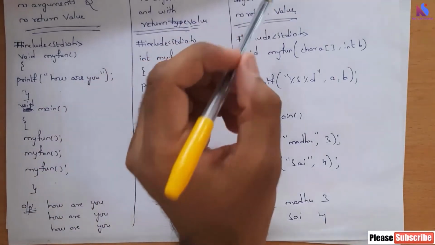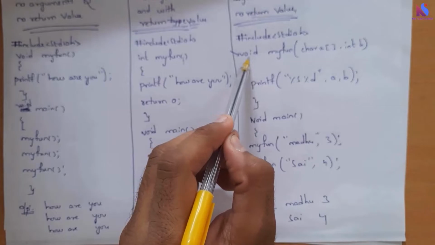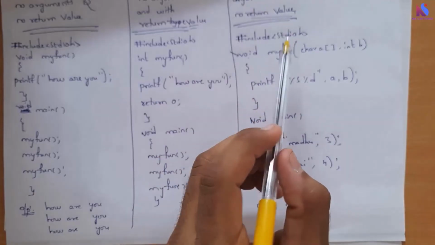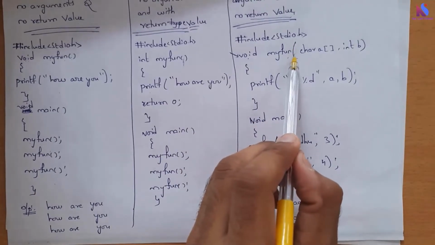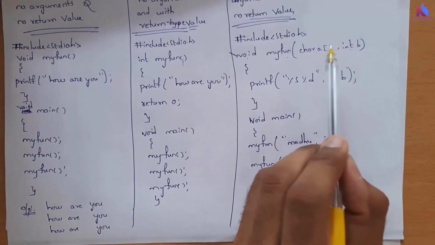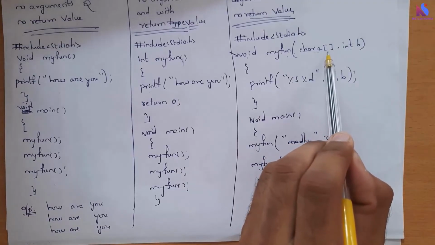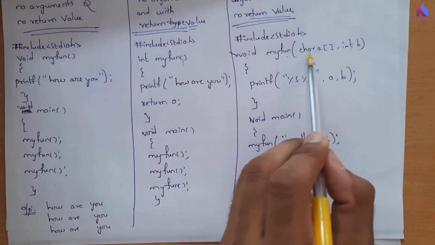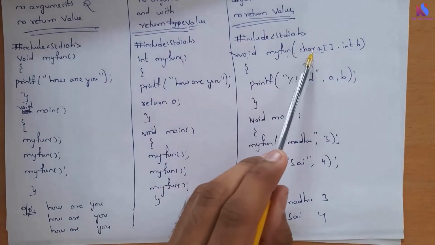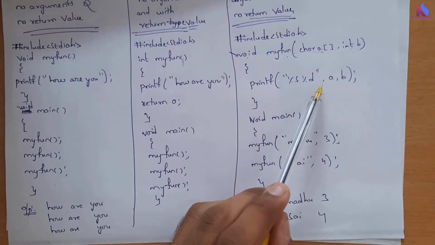No return value means I am not returning anything, so I return void here, and I gave my function name as myfun. Function with arguments means I am passing arguments to this function. I am passing two arguments. One is a string and another one is an integer value. So I wrote here char a, open square bracket, close square bracket. This represents an array. Character data type along with array represents a string. And next I wrote int b, and after that I wrote printf. For string we need to use %s, and for integer we need to use %d, comma a comma b.